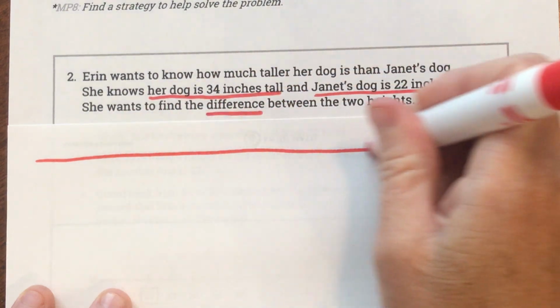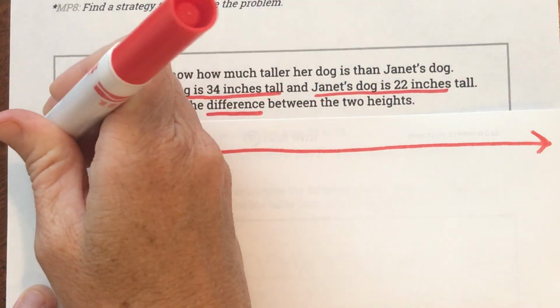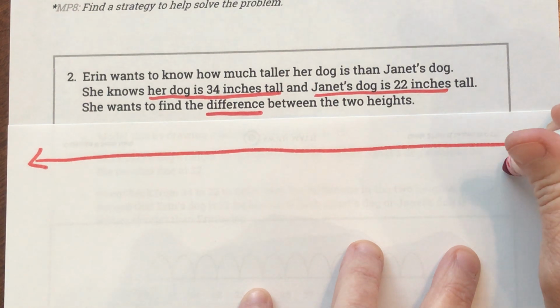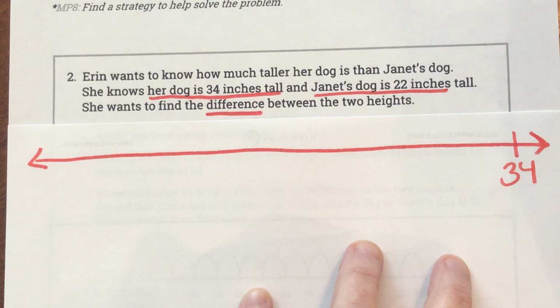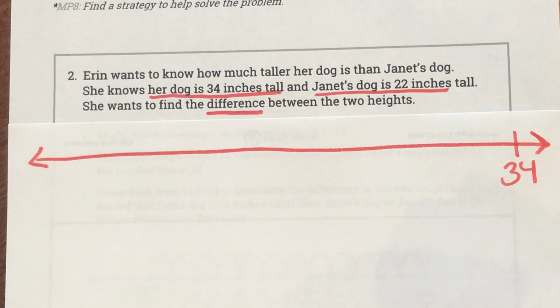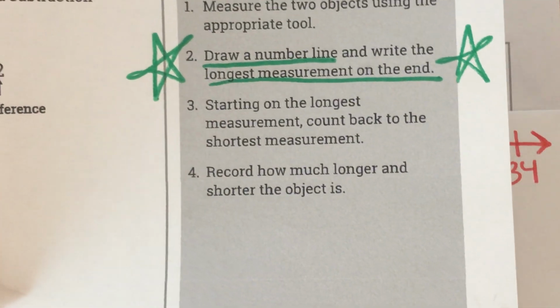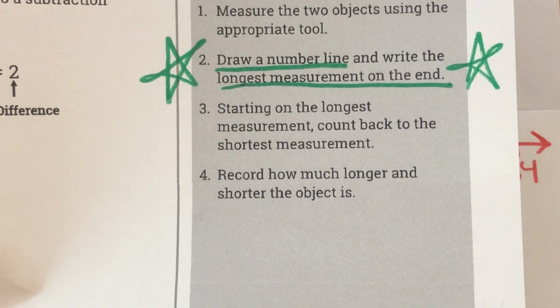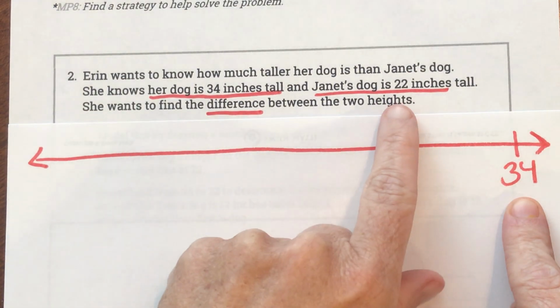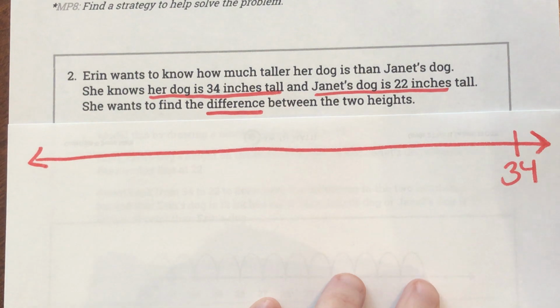I'm going to draw a number line. And I'm going to write my longest measurement on the end. So my longest one is 34. Then it tells me I need to start on my longest measurement, count back to the shortest. So I'm going to start at 34 and I need to count back to 22.